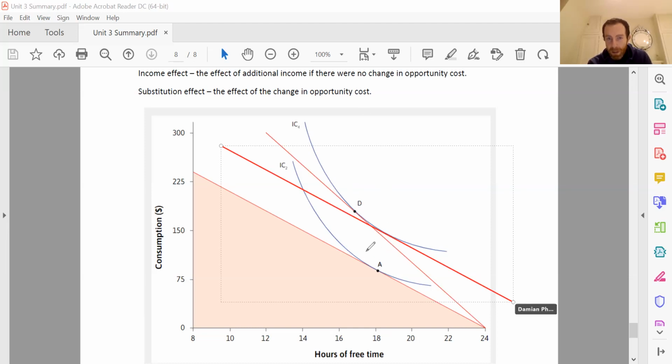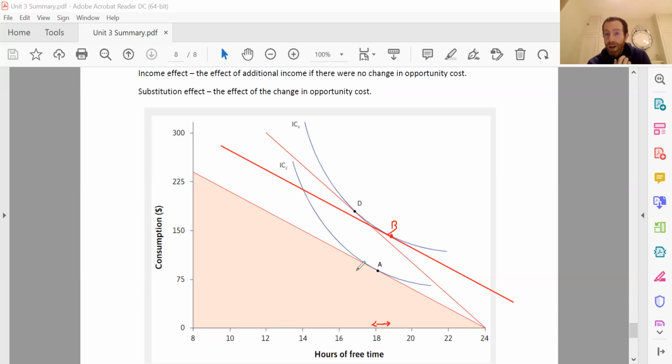And you can see that if the slope hadn't changed, if the marginal rate of transformation hadn't changed, then this person would choose this point right here. They would have gone from 18 to somewhere over here. This feeling of being wealthier now that the wage is higher would have encouraged them to choose more hours of free time. So this gap between A and what I'll call B, that change in hours of free time, is the income effect. And in reality, they actually ended up at D.